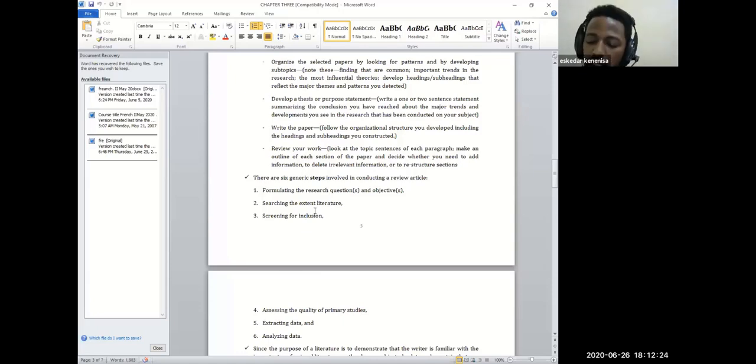You have to evaluate your sources, your literature. You have to interpret the information that you get from the literature. Therefore, criticism in a literature review is the evaluation and interpretation of the sources.